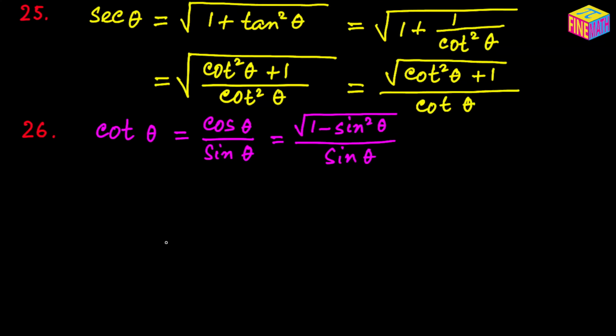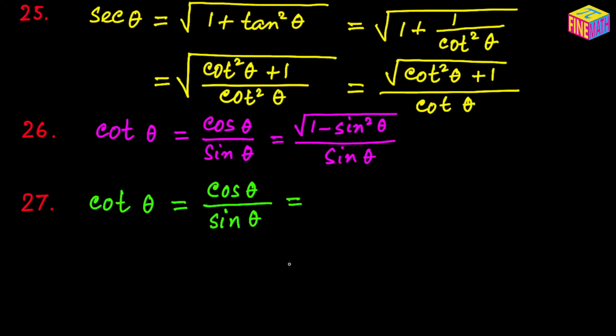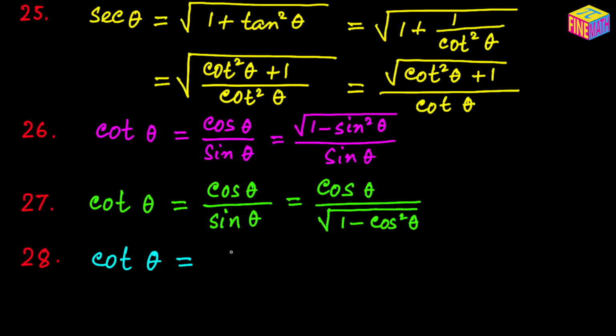Now let's try to convert cotangent of theta in terms of cosine of theta. Because we are trying to convert it into cosine of theta, we already have the cosine theta in the numerator, so we are going to keep it as is. And then in the denominator we have sine of theta, that would be square root of 1 minus cosine square theta. So this is the value of cotangent of theta in terms of cosine of theta. Next we are going to convert cotangent of theta in terms of tangent of theta, and that's very easy. Actually, it's the reciprocal ratio. So let's make a quick note here. Cotangent of theta is equal to 1 over tangent of theta.